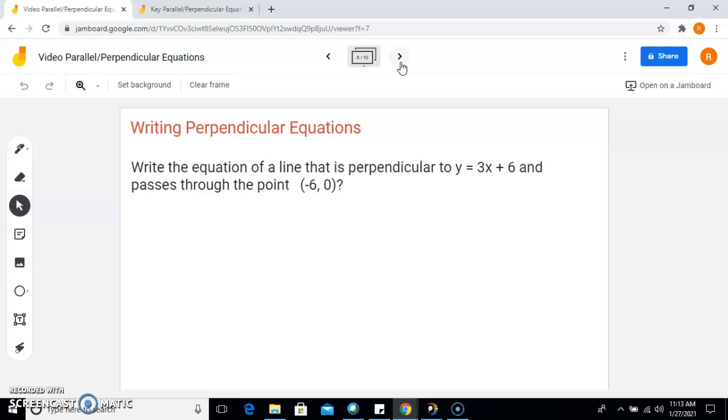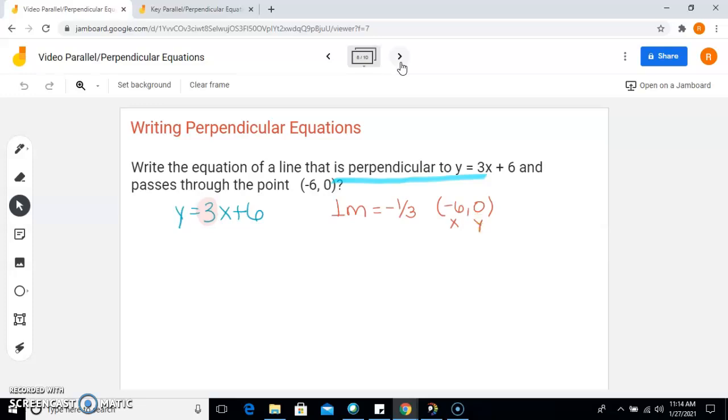To write the equation of a line perpendicular, we're going to do the same thing that we were doing with parallel. The only thing is I have to make it a perpendicular slope. So we're going to look at our original equation, y equals 3x plus 6. It's passing through the point negative 6, 0. So my original slope in this equation is 3. That means my perpendicular slope would have been negative 1/3. And it's passing through the point negative 6, 0, which is my x and my y.